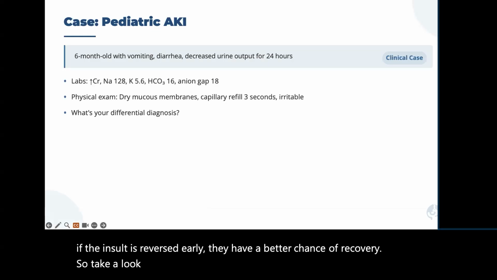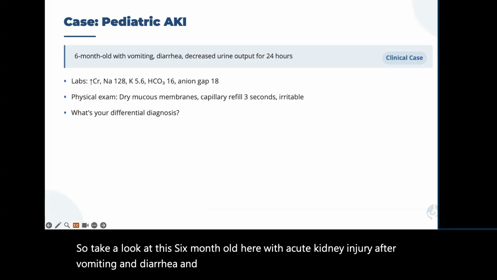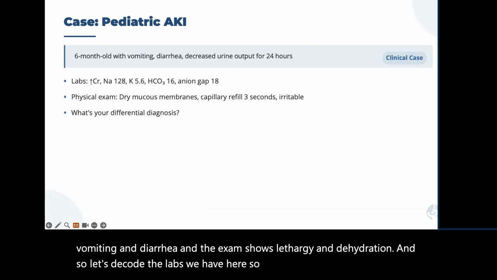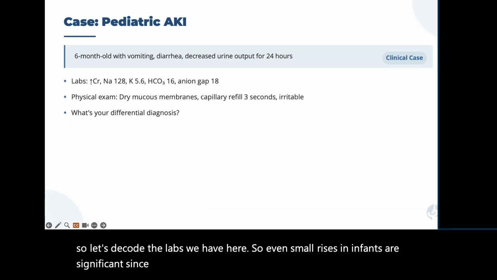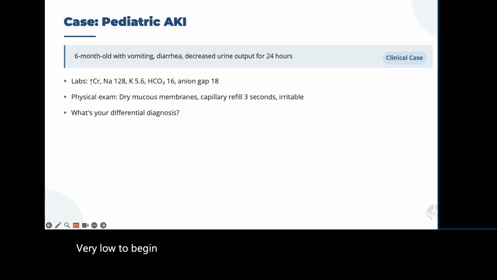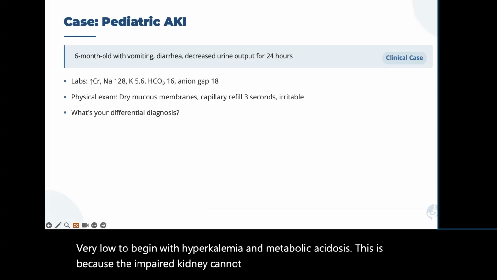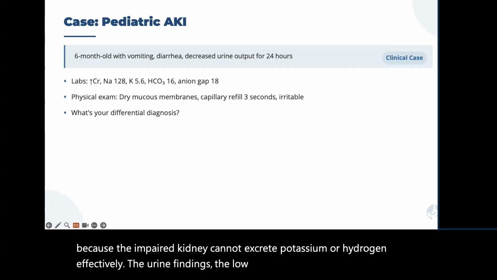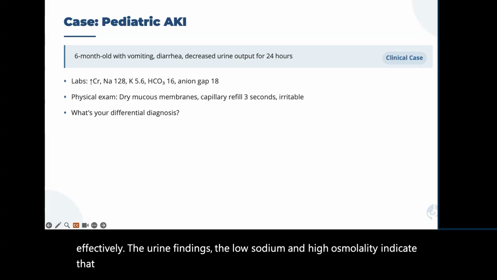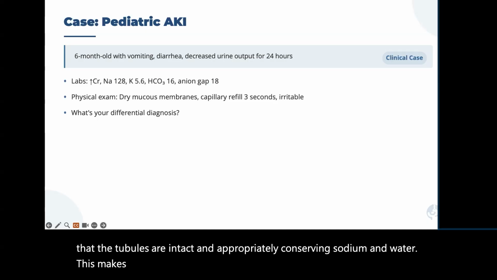So take a look at this 6-month-old here with acute kidney injury after vomiting and diarrhea, and the exam shows lethargy and dehydration. And so let's decode the labs we have here. So even small rises in infants are significant since the baseline levels are very low to begin with. Hyperkalemia and metabolic acidosis. This is because the impaired kidney cannot excrete potassium or hydrogen effectively. The urine findings, the low sodium and high osmolality, indicate that the tubules are intact and appropriately conserving sodium and water. This makes this consistent with a prerenal pathology.